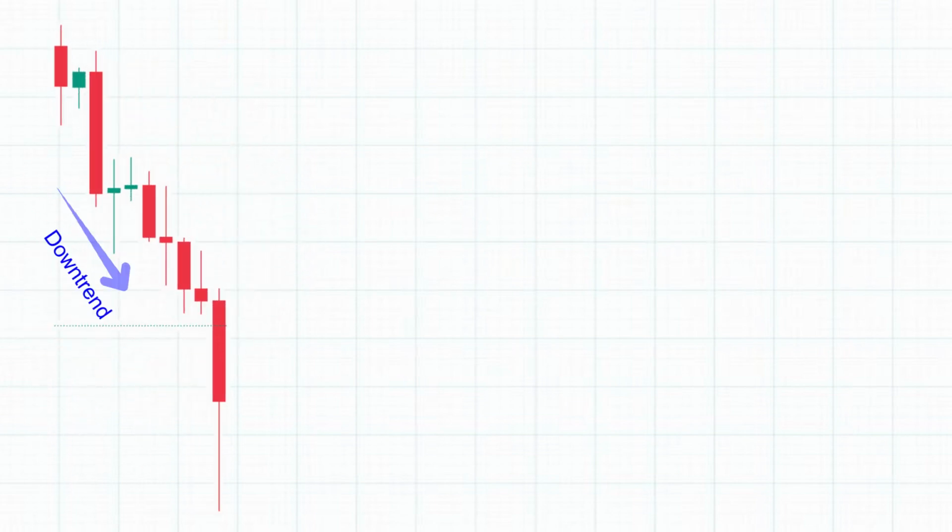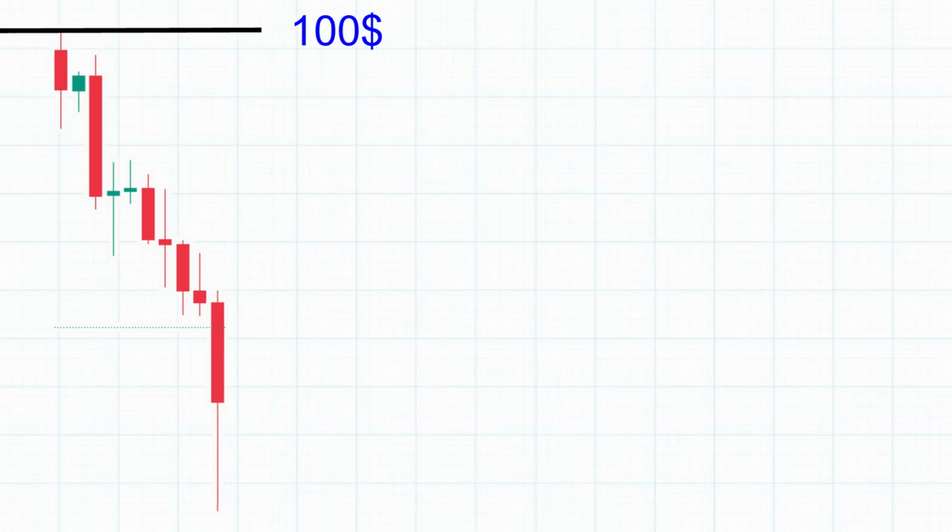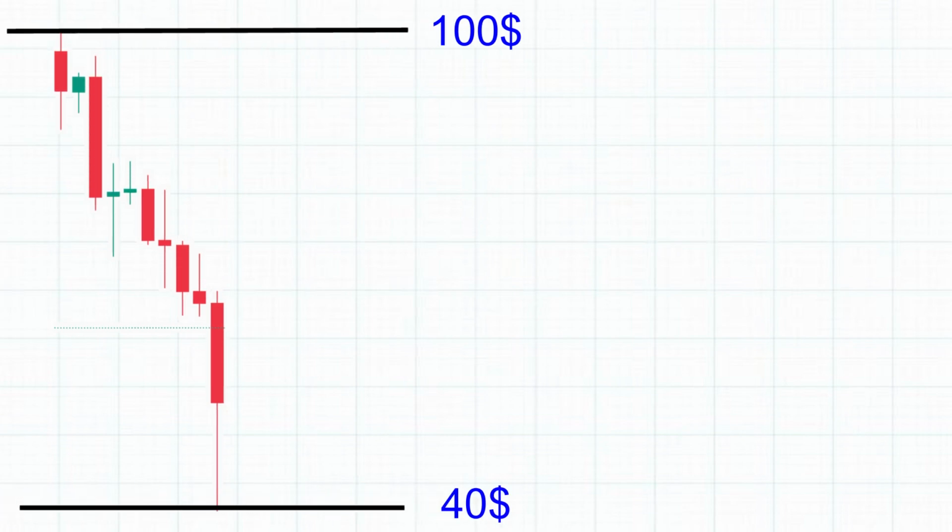I'll also explain how to calculate the stochastic value during a downtrend using a sequence of 10 candles. Let's assume these 10 candles form a downward trend. Here, the highest high among these 10 candles is $100, the lowest low is $40, and the last closing price is $50.